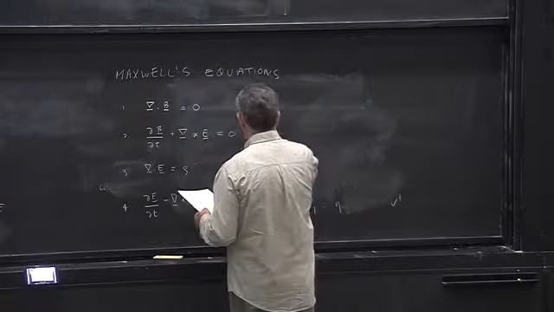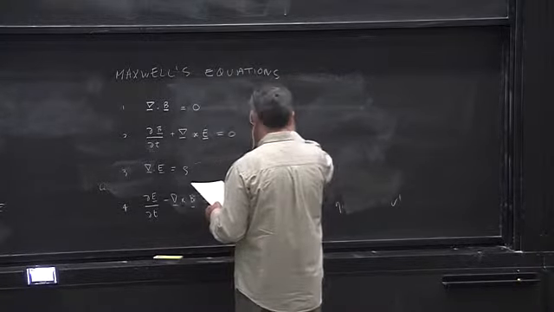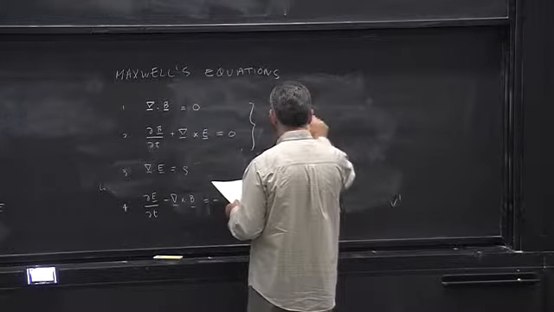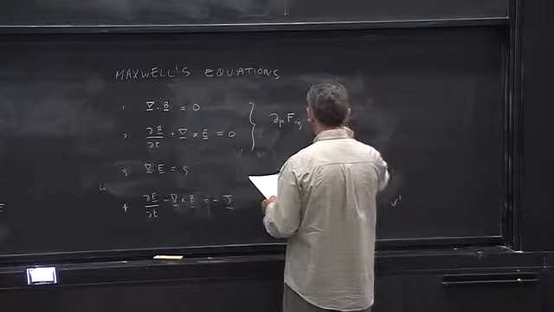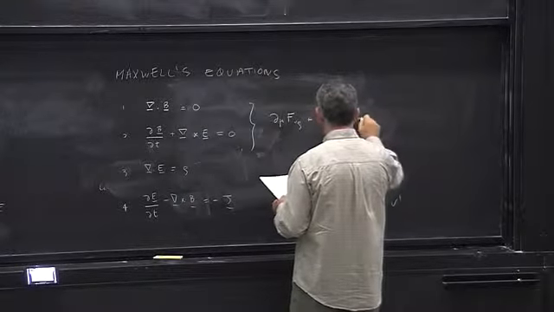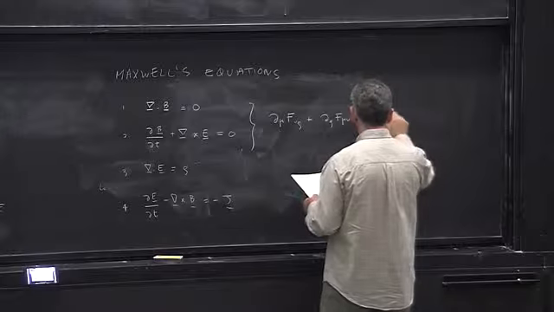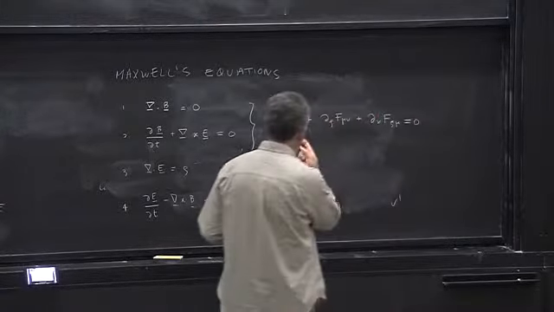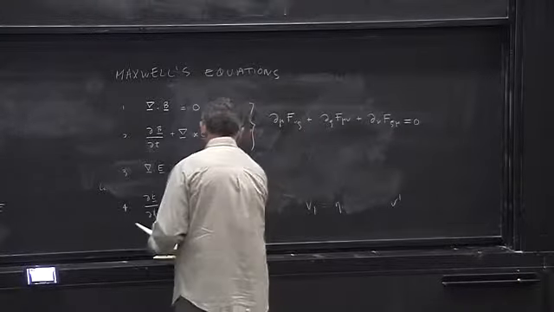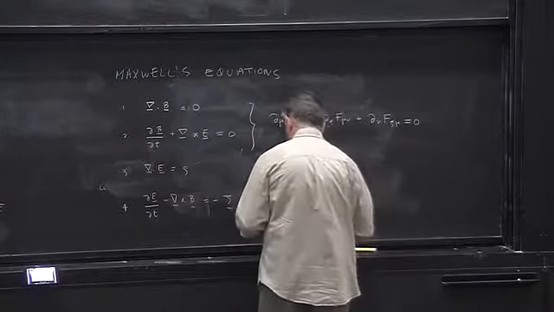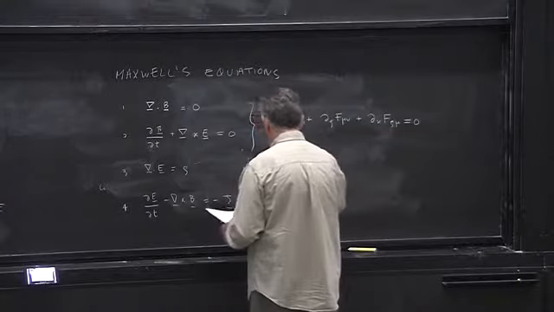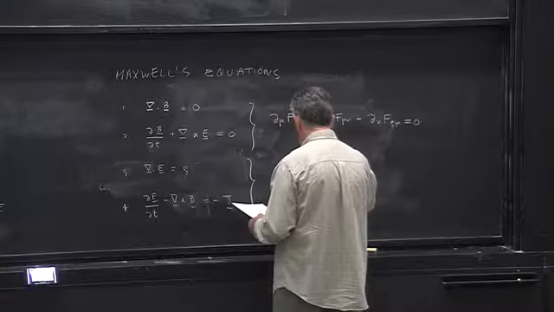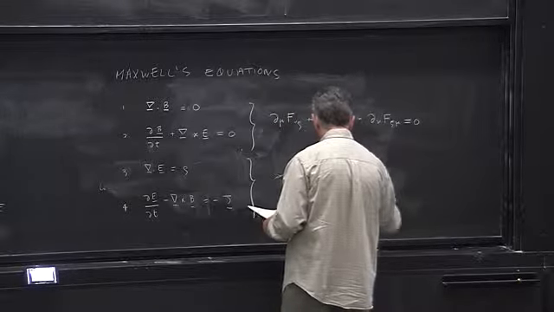Now we can combine these equations into the following: d mu F nu rho plus d rho F mu nu plus d nu F rho mu equals 0. And notice there's a cyclic permutation of the indices. And we can write the other equations as d mu F mu nu equals minus J nu.